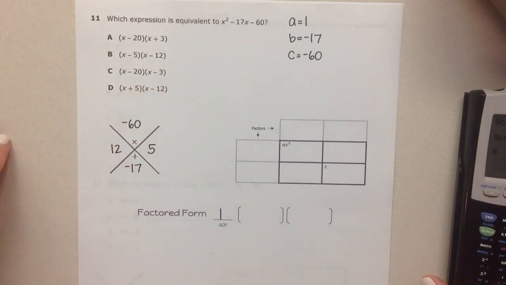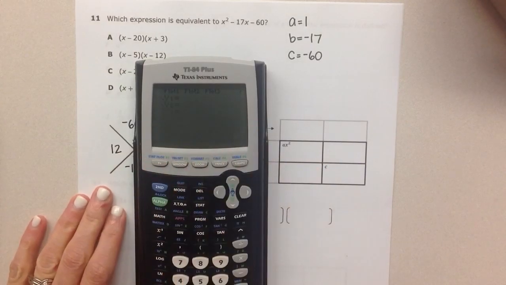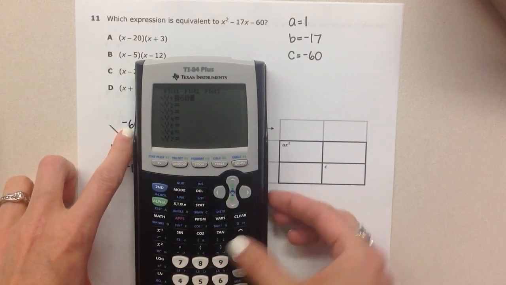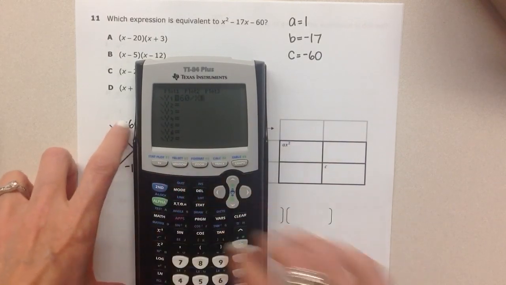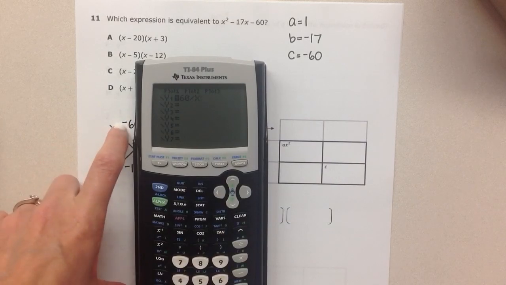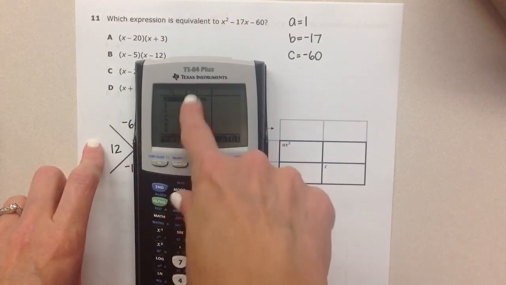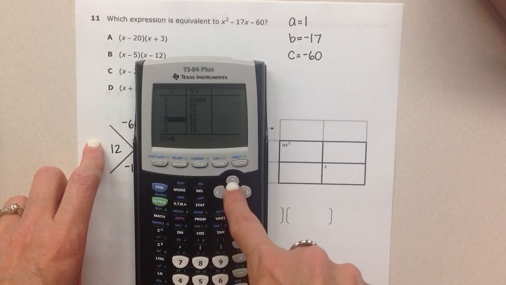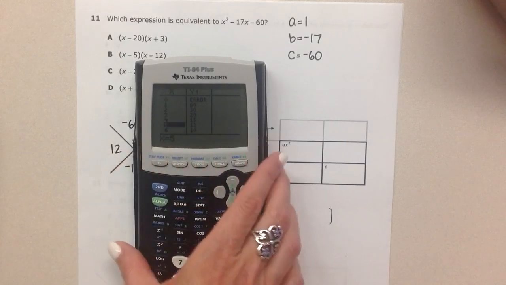If you're not sure how to do that, you would go to your calculator into y equals, and you would put 60 divided by x. I always use the positive number instead of negative because when I go to my list of factors in the table, it just makes it easier to work with. And then I can see, oh, 12 and 5, that will get me to 17.